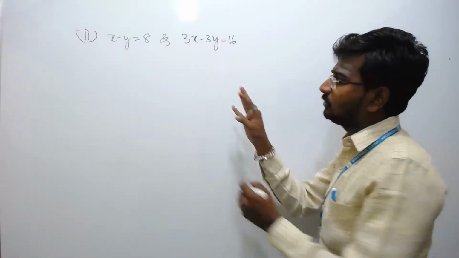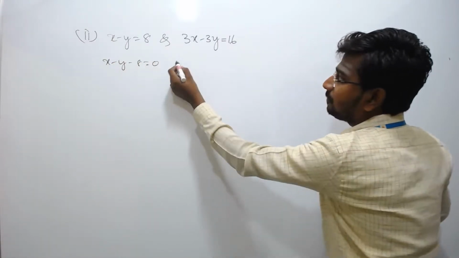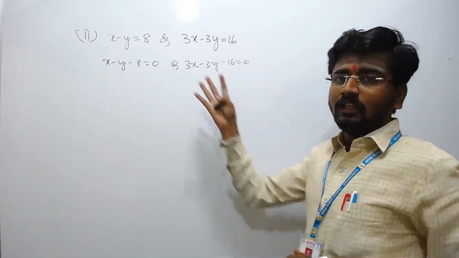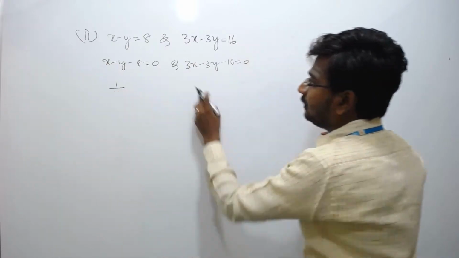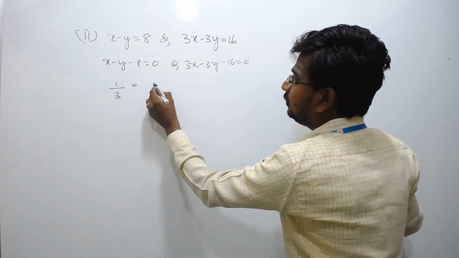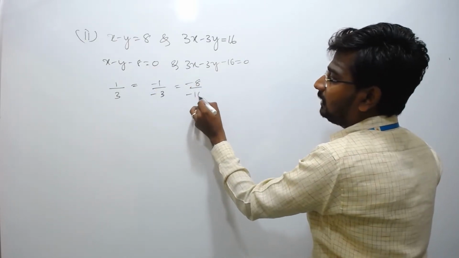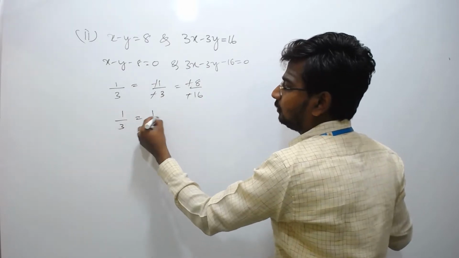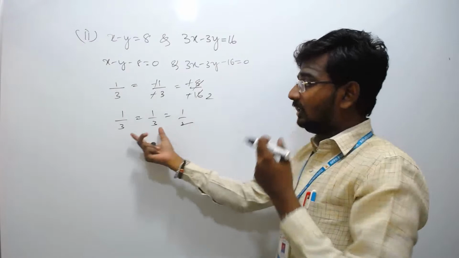Okay, fine. So let me look at the equations quickly. x minus y minus 8 equal to 0. 3x minus 3y minus 16 equal to 0. a1 by a2, b1 by b2, c1 by c2. a1 by a2 is 1 by 3, equal to b1 by b2, minus 1 by minus 3, equal to c1 by c2, minus 8 by minus 16. Minus cancels. 1 by 3 equal to 1 by 3, and 8 by 16 is 1 by 2. Both are not equal.